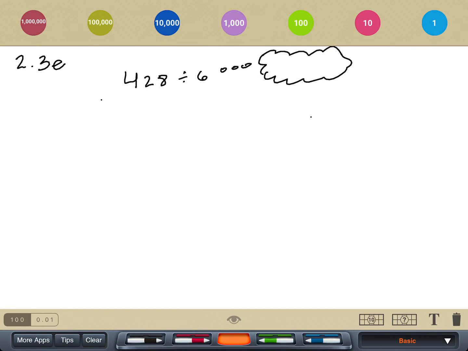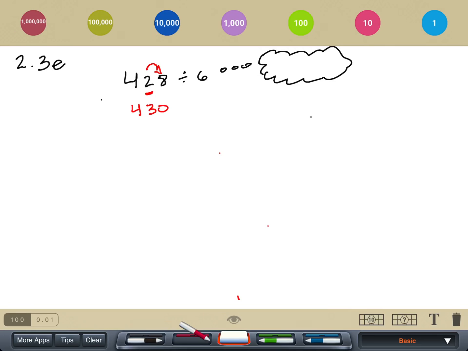Okay, so when we have 428 divided by 6, if we rounded this number to the nearest tens place, we would look at the 2 and we would say, okay, it's either going to stay or go up. And in order to know, we would need to look at the place value next to it, which is an 8. The 8 tells us that we would need to go up. So when we round 428 to the nearest 10, we would get 430.